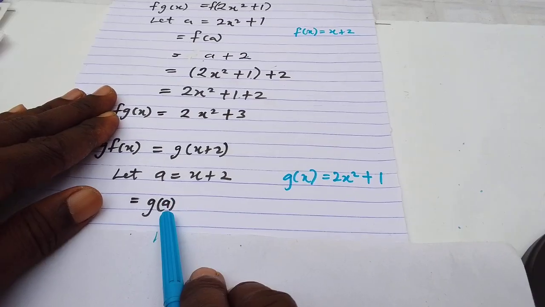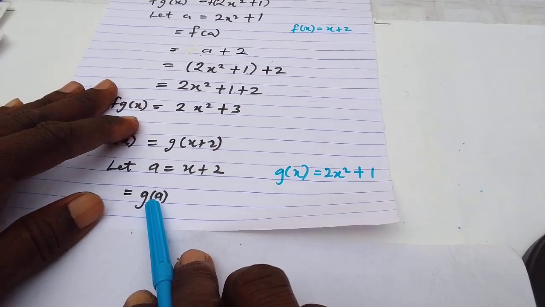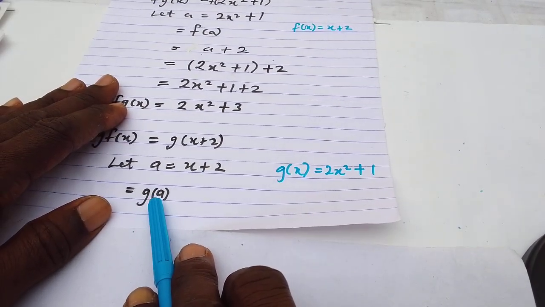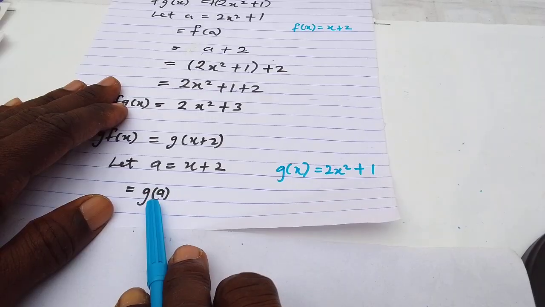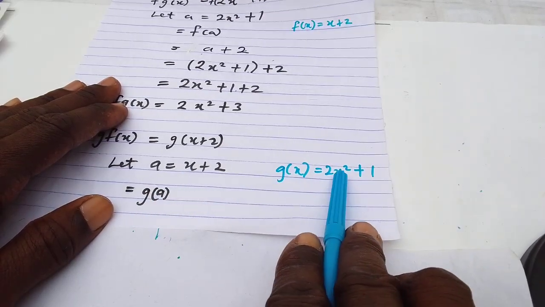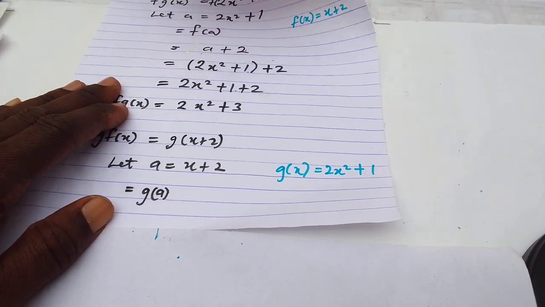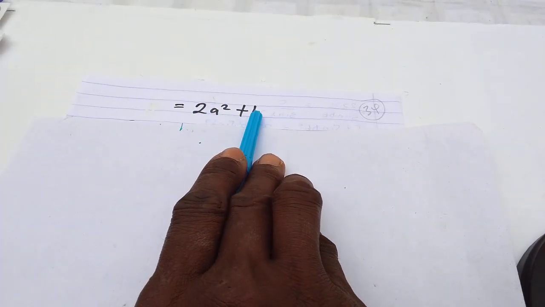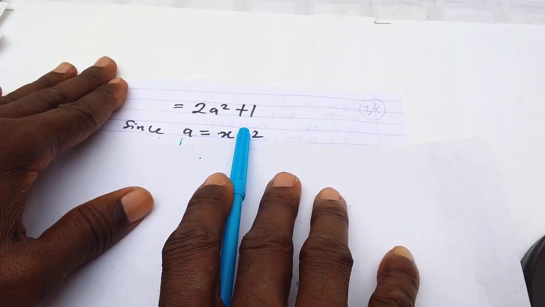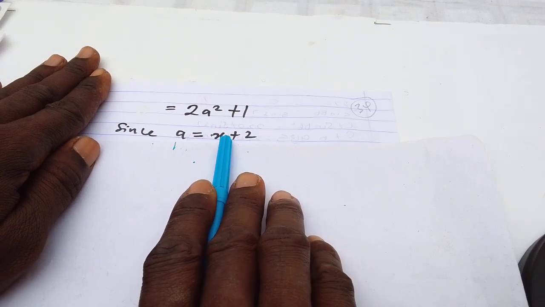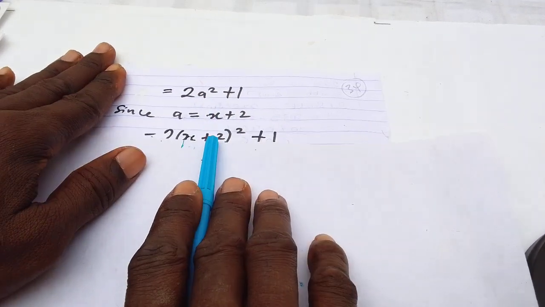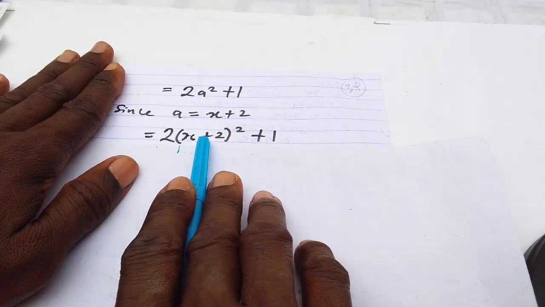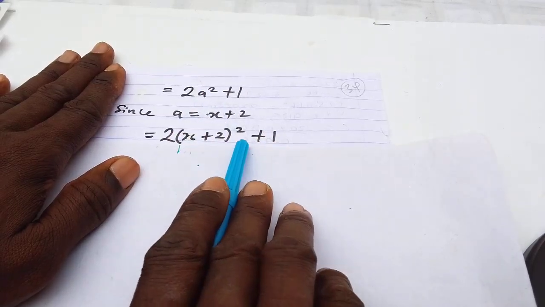So now you are going to replace your g, because this is g of a. Replace wherever you see x with a here. So you are going to have 2a squared plus 1. So now since your a is what? x plus 2. Substitute x plus 2 where you are having a. So you have 2 into bracket x plus 2 squared plus 1.